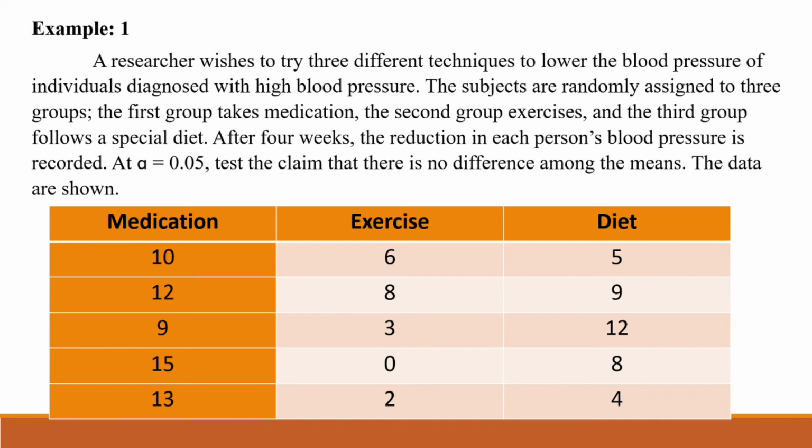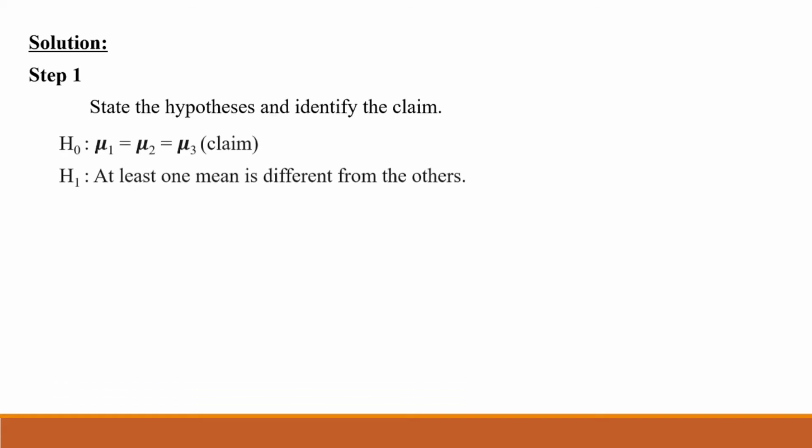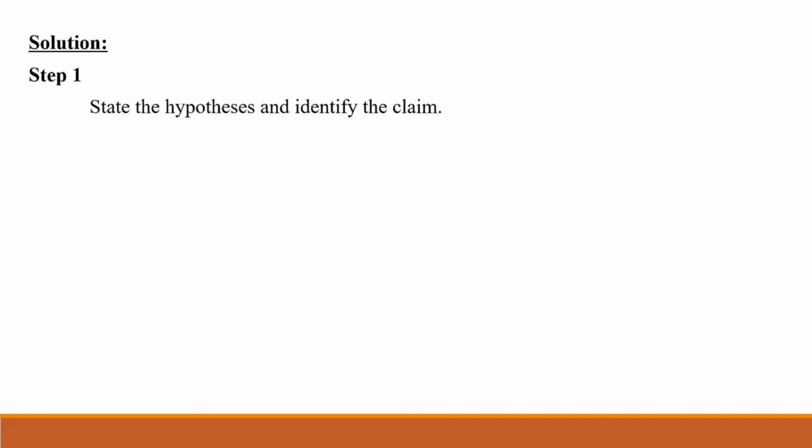So under medication, meron tayong 10, 12, 9, 15, and 13. Tapos under exercise, we have 6, 8, 3, 0, and 2. Under diet, we have 5, 9, 12, 8, and 4. For step 1, state the hypothesis and identify the claim.